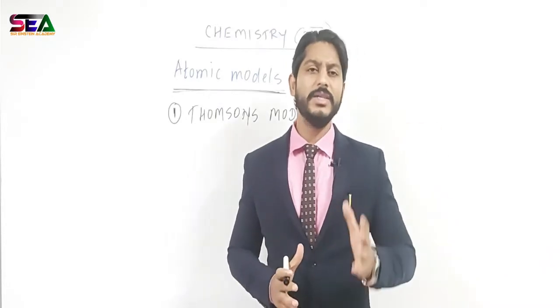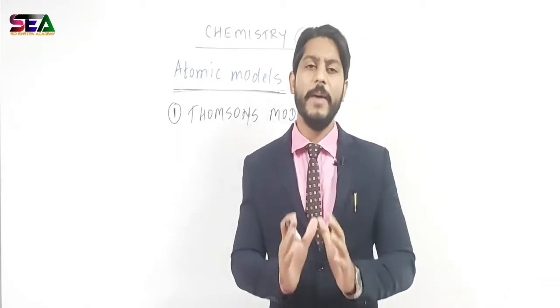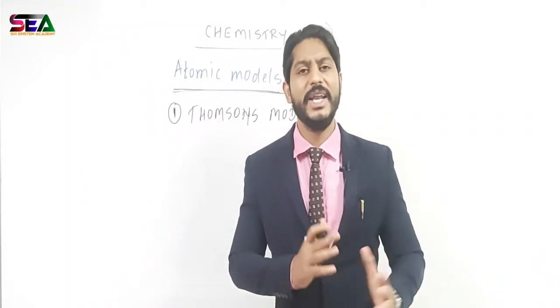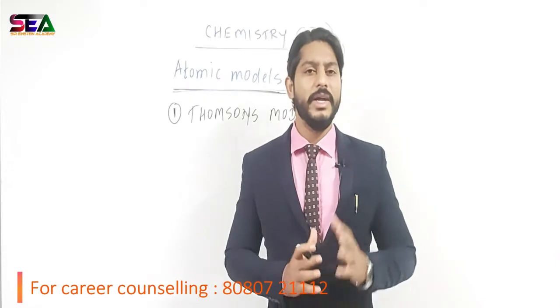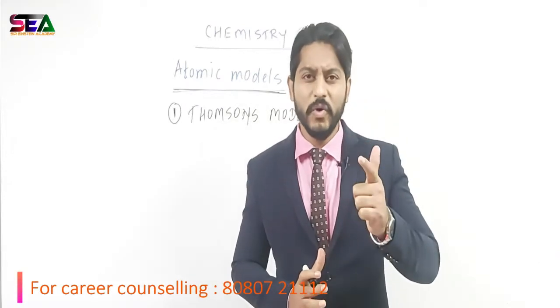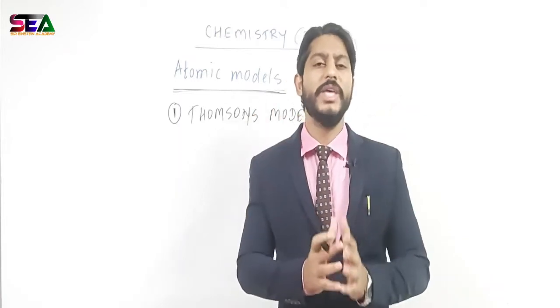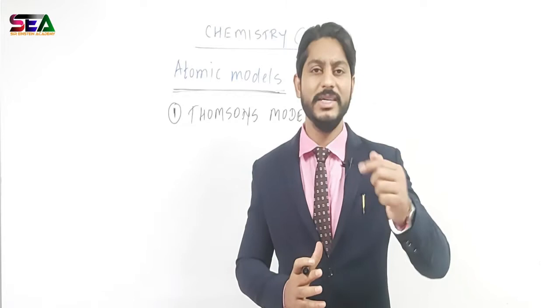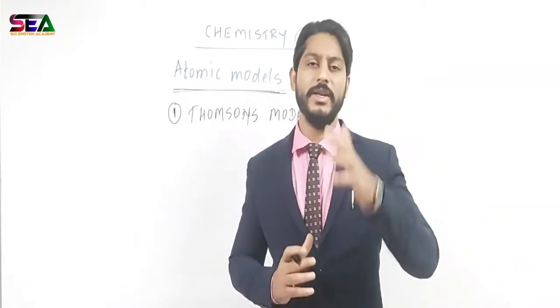Alright? So it was John Dalton who first of all gave a theoretical approach towards the study of atom. He stated the nature and existence of atom in terms of his theory. However, it was Thomson, Rutherford and Bohr who gave actual models to the atom. So today we are going to learn these three models one after the other in this video. The first is Thomson's atomic model.